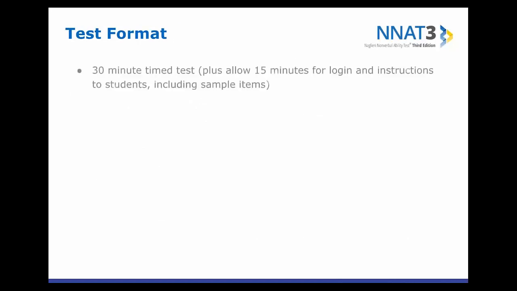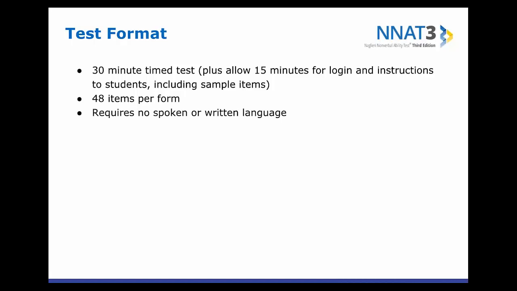Speaking a little bit to the test format, the NNAT 3, very similar to the NNAT 2, is a 30-minute timed test. We always say we allow 15 minutes for login and instructions to the students, and that includes the sample items. So overall, the administration time is about 40 to 45 minutes, but the test itself is a 30-minute timed test. There are 48 items, and again, that's similar to the NNAT 2. It requires no spoken or written language.